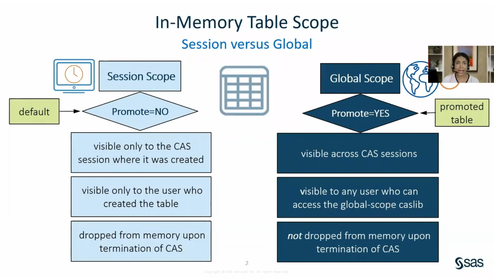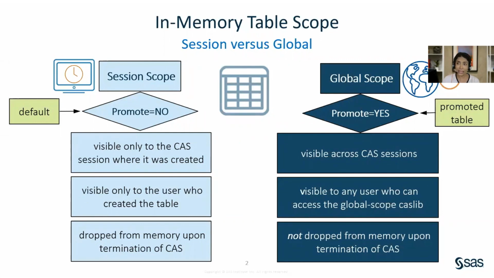In-memory tables can have either session or global scope. So what's the difference? In-memory tables have session scope by default. A session scope table is only accessible in the CAS session where it was created. It's only visible to the user who created it. So where is the use? Session scope tables are useful for ad hoc data access and analysis. It only exists for the duration of the session. When the CAS session ends, the table is dropped.